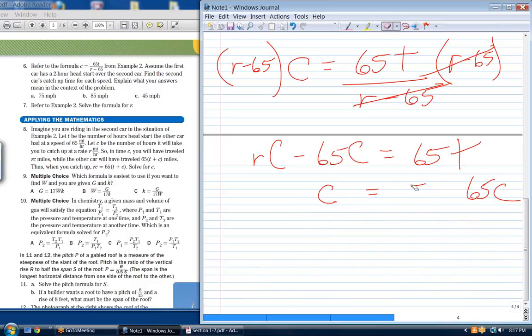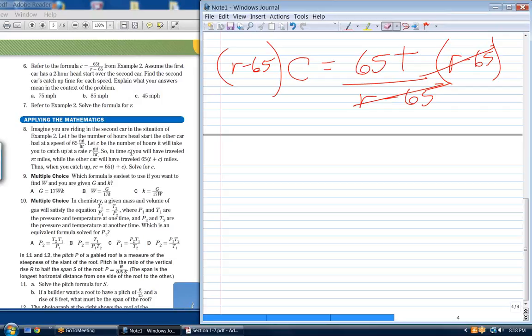All right. Let's look at, whoops, I probably shouldn't have erased that, because I bet the next question... Let's read the question. Imagine you're riding in the second car in a situation of example 2. Let T be the number of hours ahead the other car had a head start, the other car had a speed of 65. Let C be the catch-up time, and R be your speed.